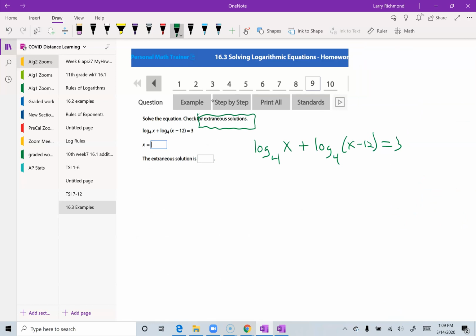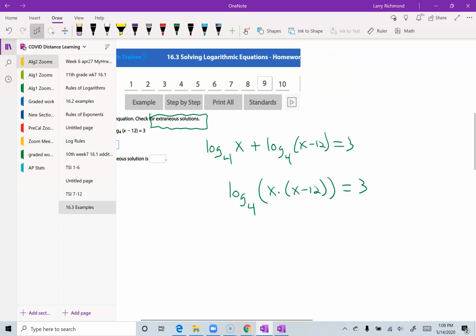All right, so we have an addition. We're going to write the sum of two logs as the product of one. Log base 4 of parentheses, I'm going to multiply x times x minus 12. So multiplying x times x minus 12, writing as one log, is equal to 3.